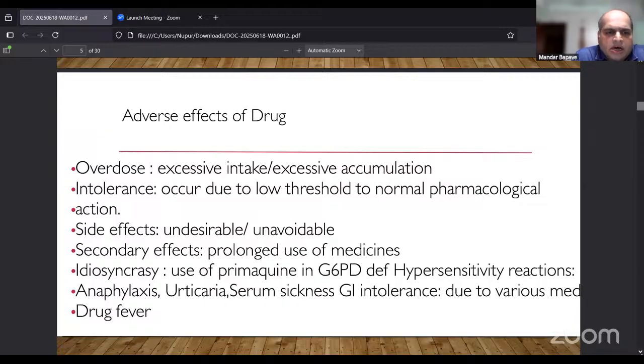Like we see sedation because of hydroxyzine. We see, say, diarrhea because of plenty of antibiotics. There are secondary effects because of prolonged use of medicines.